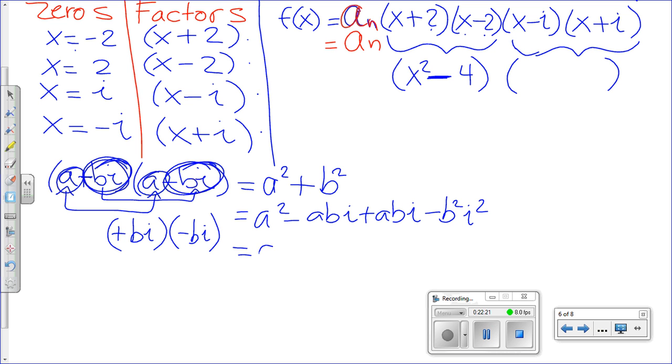Do you guys remember, well, first of all, the two terms in the middle will cancel out. And then here we have negative b squared. What is i squared equal to? Negative 1. So that is where the positive sign comes from, negative times negative. So that would be positive b squared.